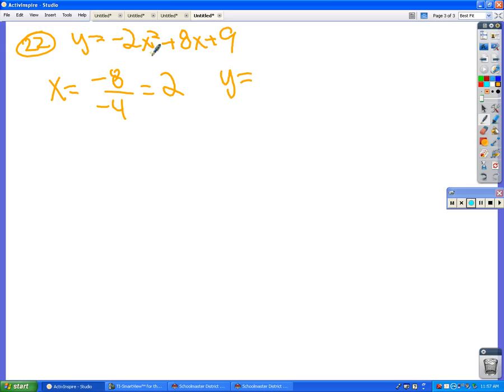Okay, so I have to plug the 2 in right there. So 2 squared is 4. 4 times -2 is -8. Okay, then I have to plug this 2 into there. That's going to give me 16. And then plus 9. So -8 plus 16 plus 9 is 17. Okay, good. So once again, this might be a situation here where we are going to go with a different scale.